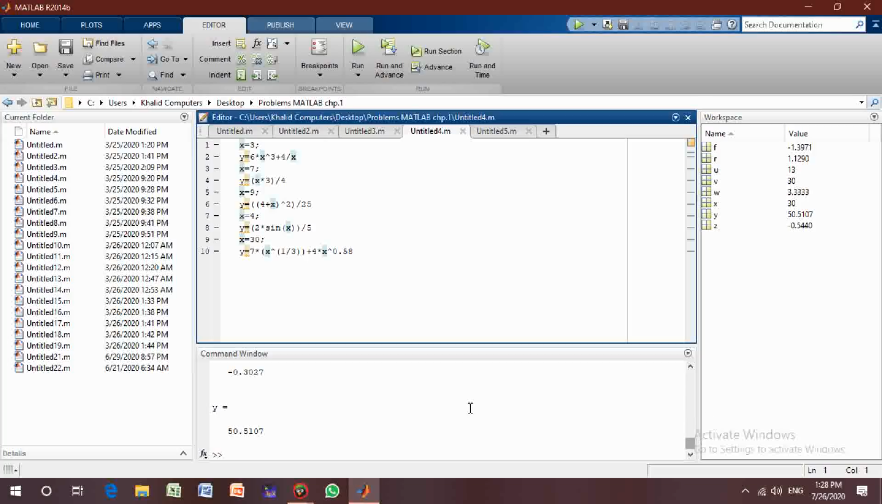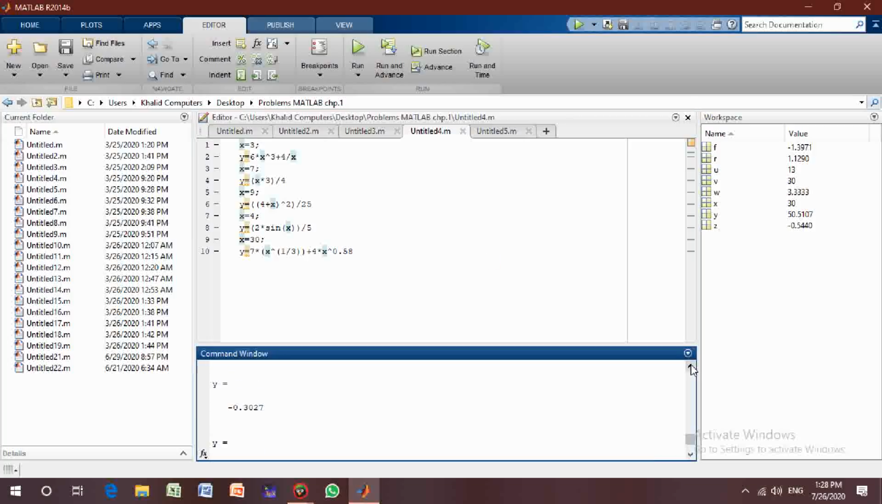y is equal to this, 50.5107. y is equal to minus 0.3027. y is equal to 6.700. y is equal to 5.2500. And y is equal to 163.333. And question number 5.